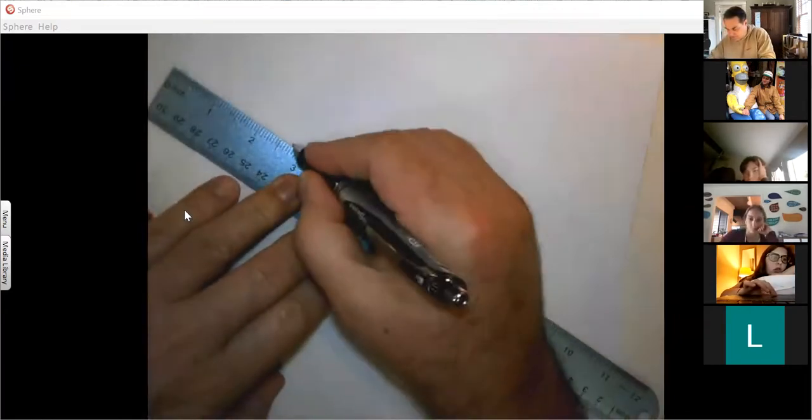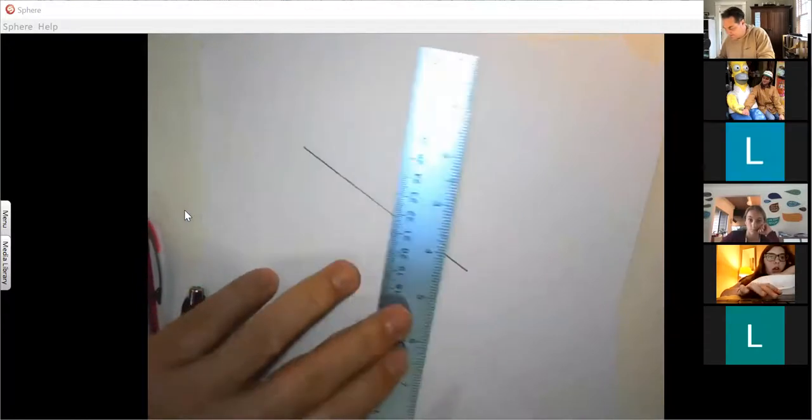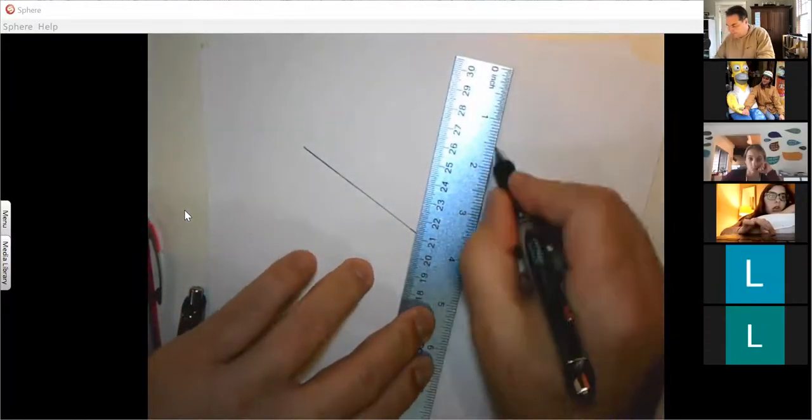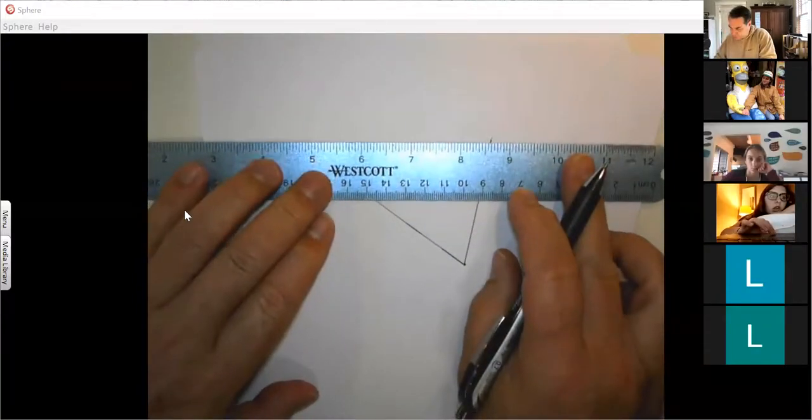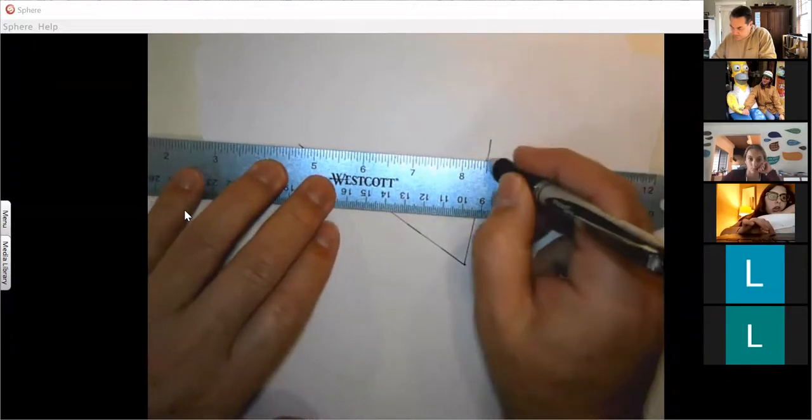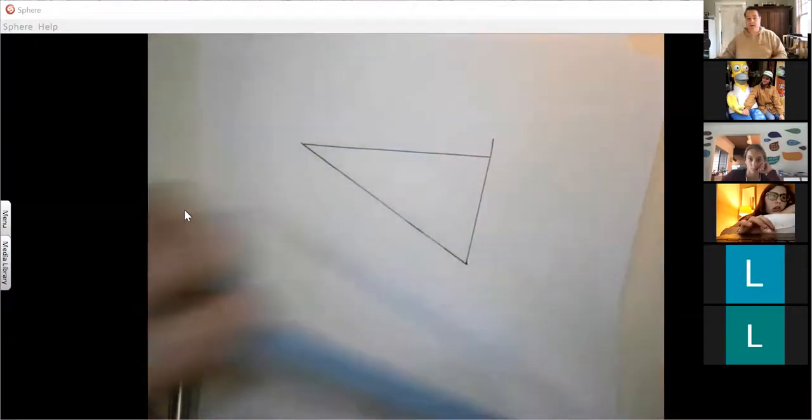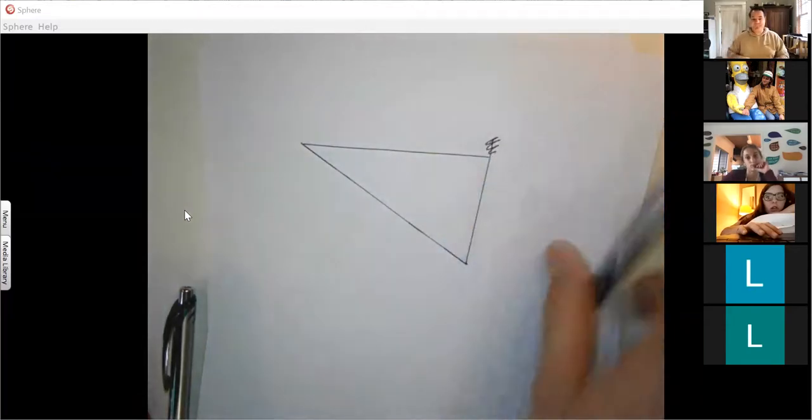So first thing I want to do is I want to draw myself a triangle. And you do not need to follow along with this. This is just fun information for you to see. Actually, I just missed that a little bit, so I'm going to come over there. All right, so ignore that. This is a triangle.